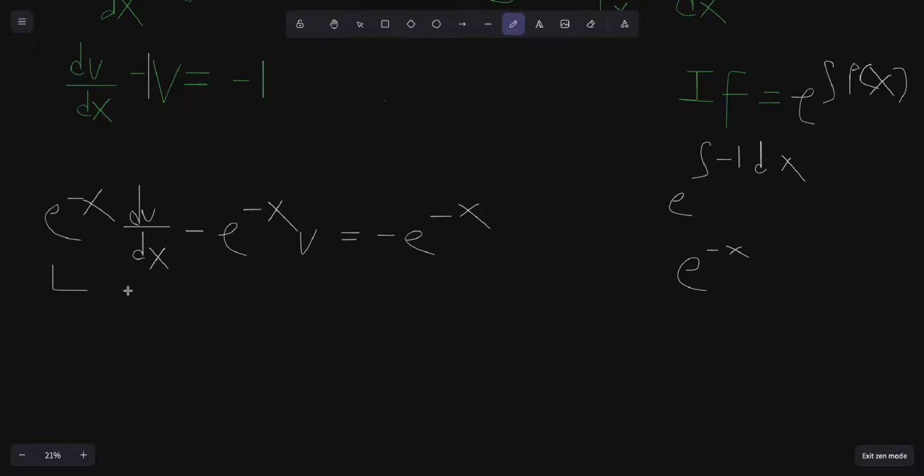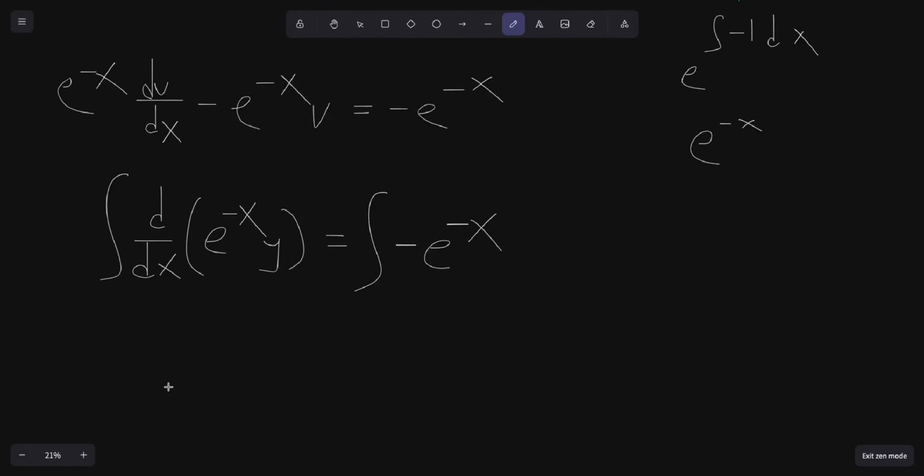And notice how this is a product rule right over here. Once again, when you're dealing with integrating factors, you should always end up with a product rule. The product rule form that you always end up with is that integrating factor multiplied by y, and you take that d over dx on it. And so what is this going to be? Well, this product rule is just going to be the derivative of e to the negative x times y, and that's going to be equal to negative e to the negative x.